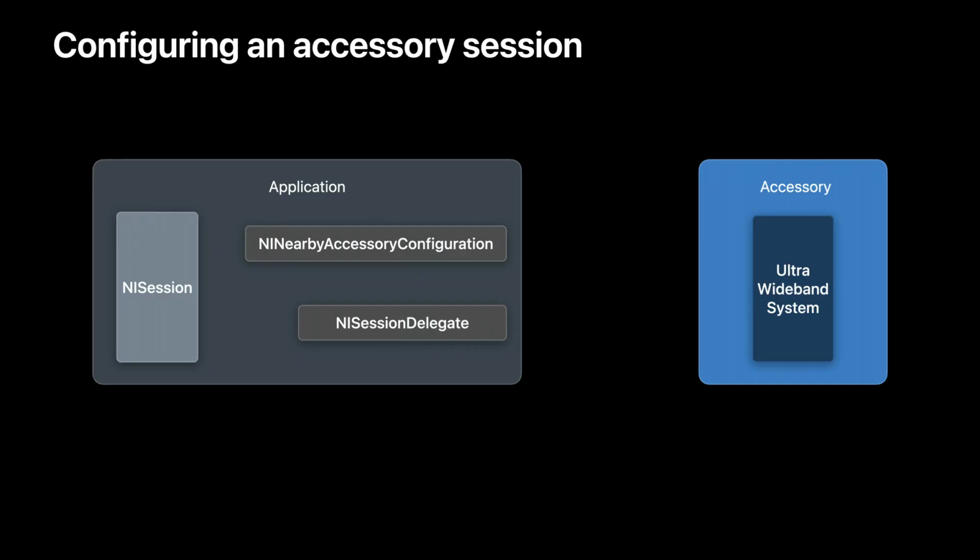Let's spend just a minute reviewing the sequence for how to configure and run an NI session with an accessory. You might recognize this sequence from last year's WWDC presentation. The accessory sends its Ultra Wideband accessory configuration data over to your application via a data channel, and you create an NI nearby accessory configuration from this data. You create an NI session, set an NI session delegate to get Ultra Wideband measurements from the accessory. You run the NI session with your configuration, and the session will return shareable configuration data to set up the accessory to interoperate with your application.